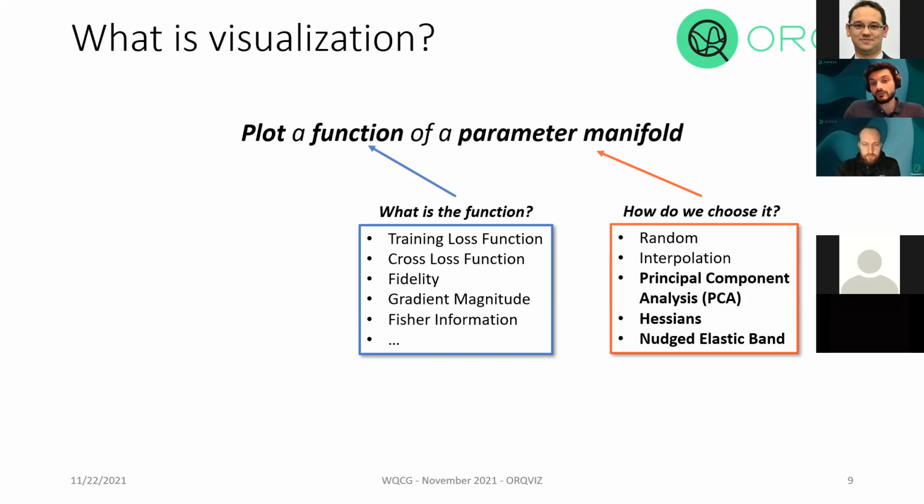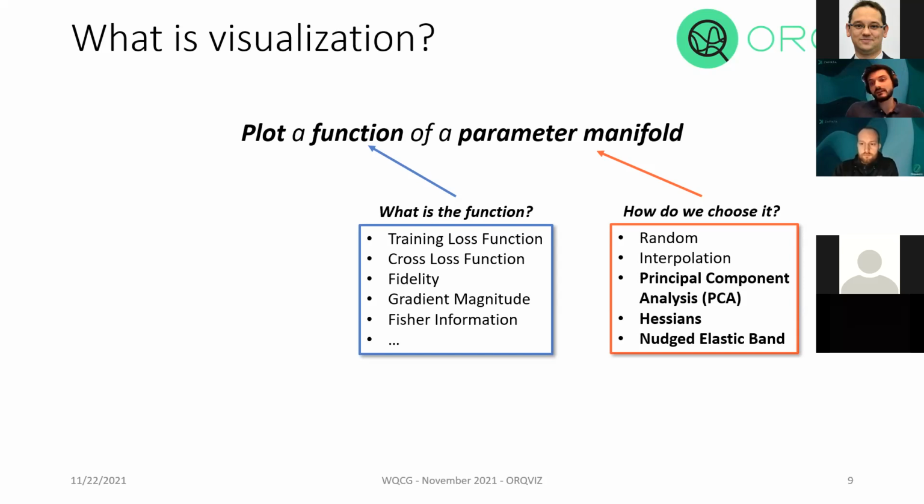And now the question is, and ORQVIZ assists you in that, how do you choose the parameter manifold to evaluate the function on? So you could, starting from any point, just go in random directions to scan along those lines. You could interpolate between points. We will see that in a second, what that all means.